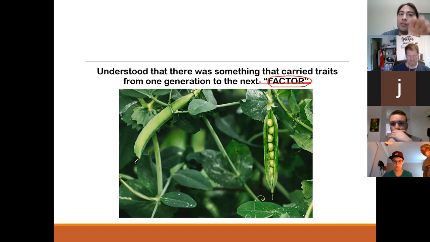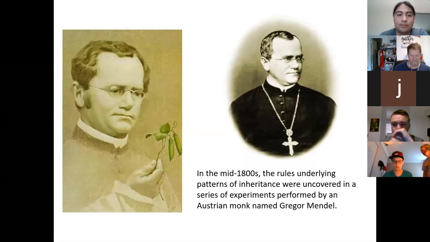But if I cross purple flowers and white flowers, then everything is purple. So he was like, where did the white flowers go? Like, what happened over here? I want to understand what is going on. And he was like, there is something called the factor that is actually passing from generation to generation, but I want to know what it is.